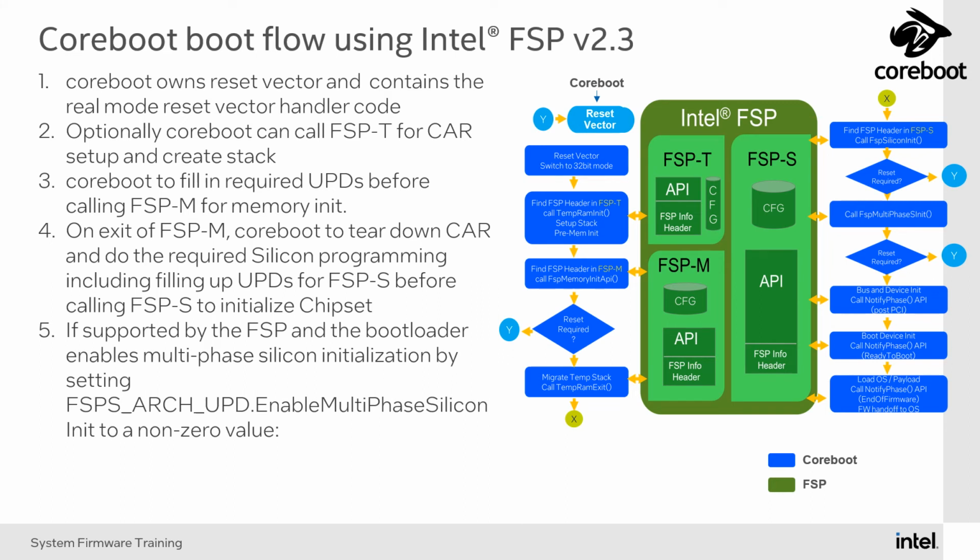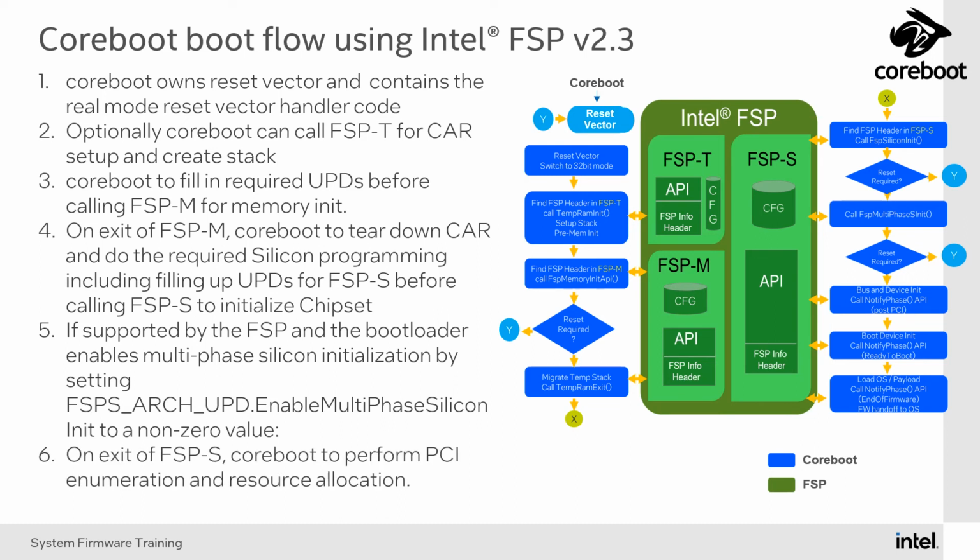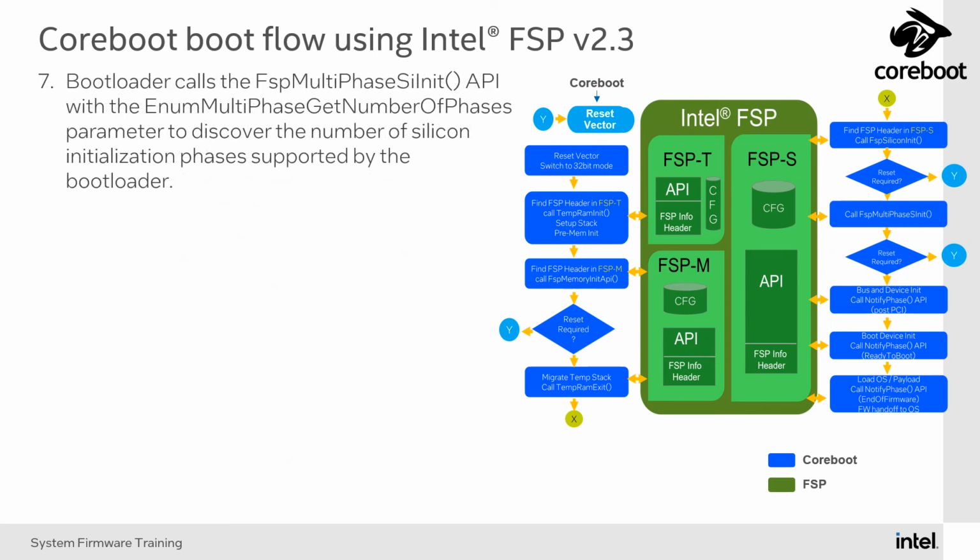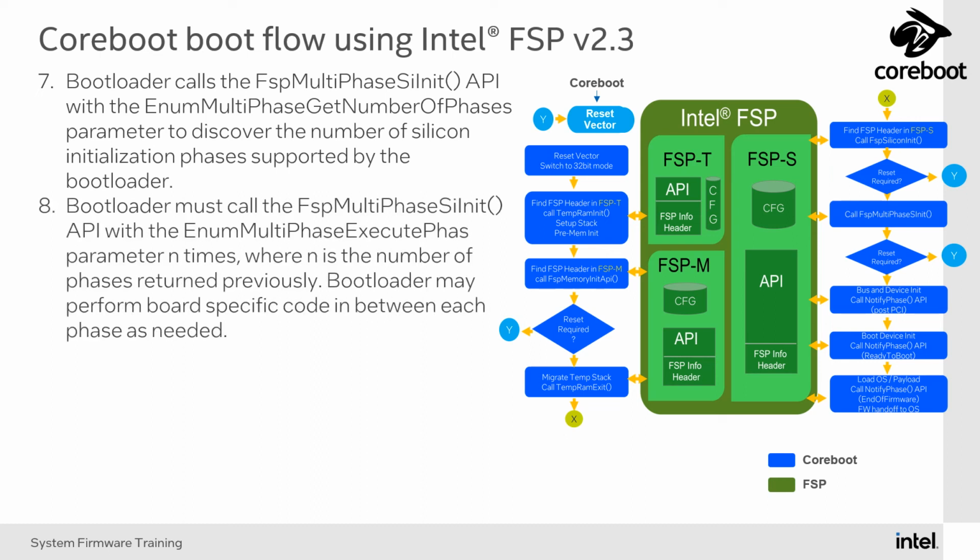Optionally, the bootloader enables multi-phase silicon initialization by setting the FSP multi-phase enable switch to a non-zero value. On exit of FSP-S, Coreboot will perform PCI enumeration and resource allocation. Next, the bootloader calls the Get FSP Multi-Phase SI Init API to discover the number of silicon initialization phases supported by the bootloader. Then, the bootloader must call the FSP Multi-Phase SI Init API with the discovered number of phases returned previously by the get call. The bootloader may perform board-specific code in between each phase as needed.